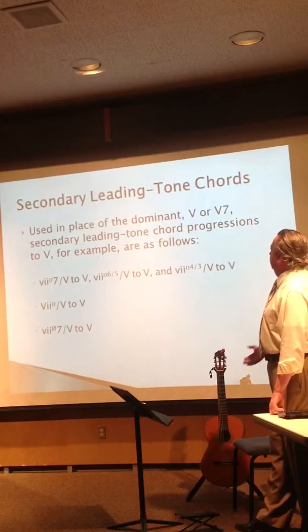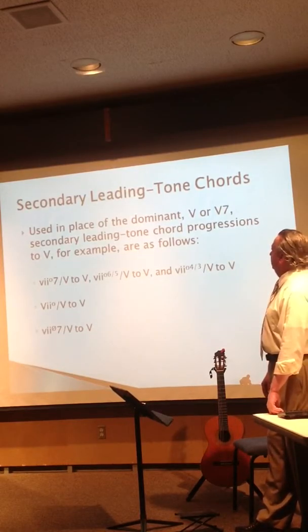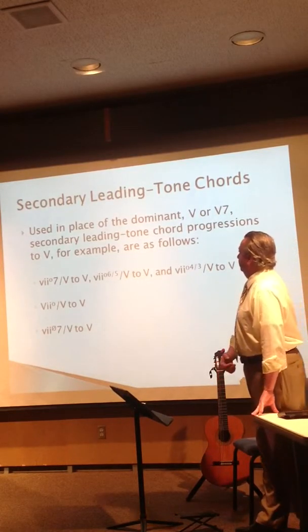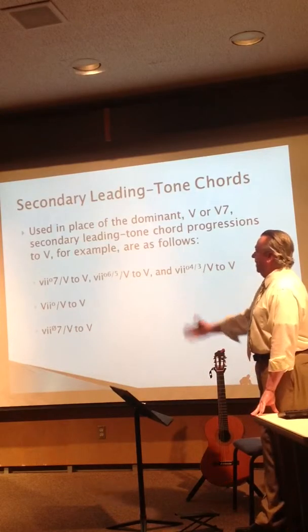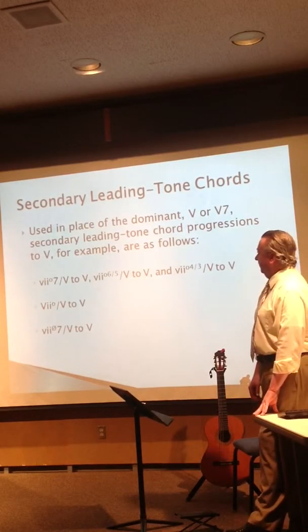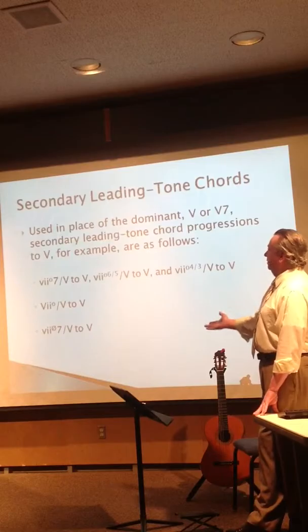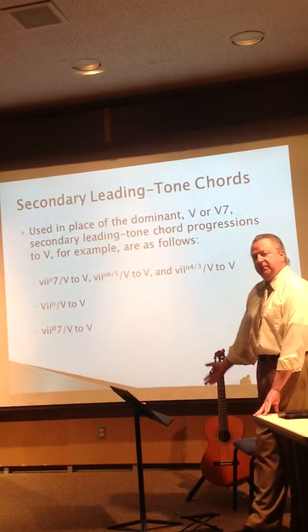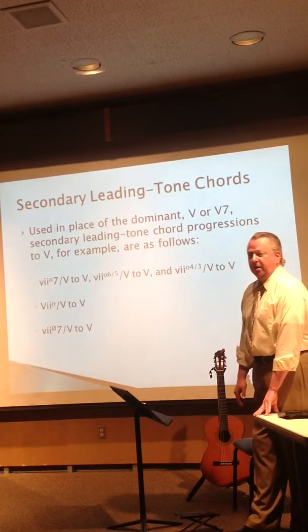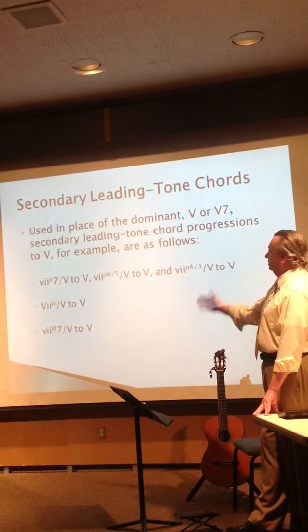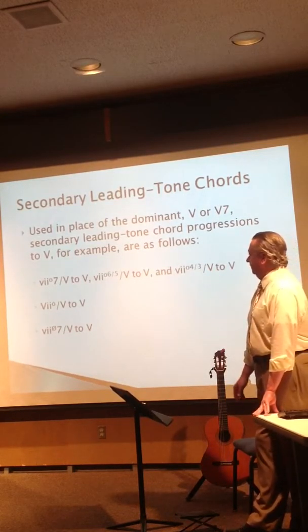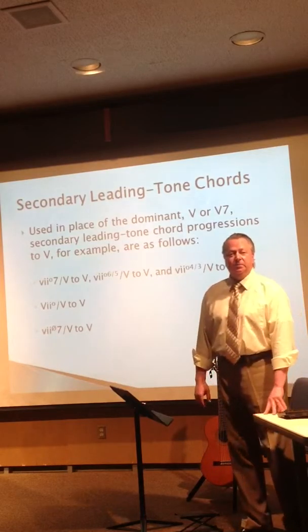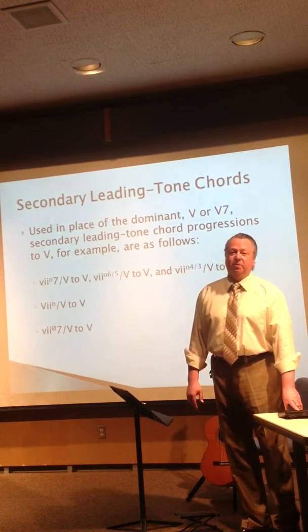Used in place of dominant 5 or 5-7, secondary leading tone chord progressions to 5, for example, are as follows. 7 diminished 7 of 5 to 5, first inversion, 7 diminished 7 of 5 to 5, and second inversion, 7 diminished 7 of 5 to 5. And you can also just use the triad, 7 diminished of 5 to 5, and, like I said before, the half diminished 7 chord to 5.